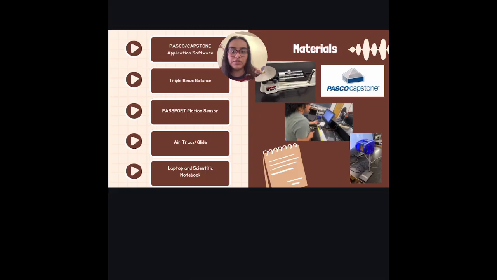The materials used for this lab were the Pasco/Capstone application software. This was used to create the graphs that will be later presented in this report. We also used the triple beam balance, and this was to weigh the hanging mass. We used a Passport motion sensor. This was to sense the motion as it approached and moved away from the sensor. We used an air track and a glider, and a laptop and scientific notebook for observations.